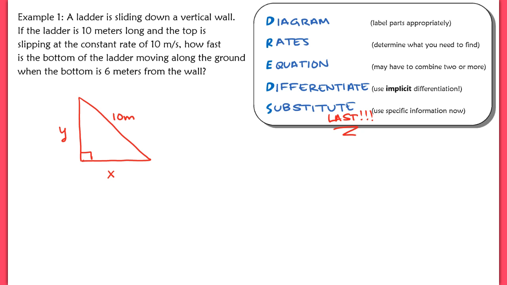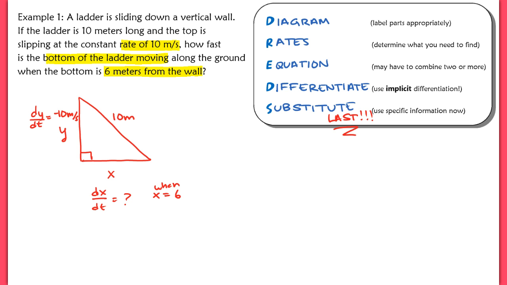So they tell us that the top of the ladder is slipping at a constant rate of 10 meters per second. So what I'm going to do is label over here on the side of the diagram dy/dt, the rate of change of y, that's negative 10 meters per second. So we're specifically asked to find how fast the bottom of the ladder is moving along the ground when the bottom is 6 meters from the wall. Okay, so what we're looking to find is dx/dt, that's the rate we're looking for, when x is equal to 6. Okay, so please make sure you are labeling appropriately in your diagram.